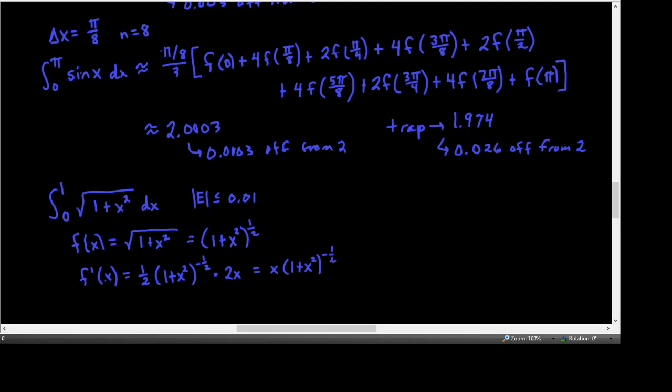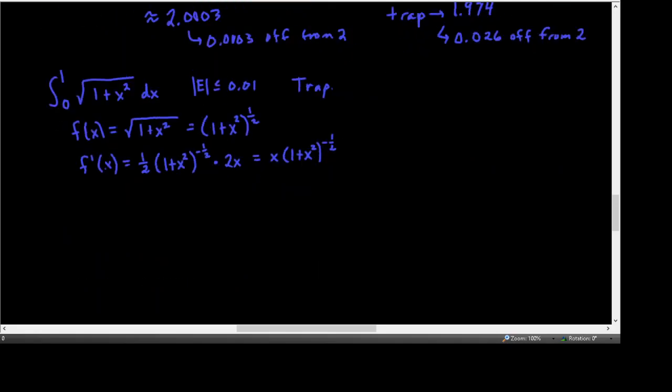Okay, we are using the trapezoidal rule. I forgot to write that down. And so if it's trapezoidal, that means that we need the second derivative. If you look at that formula again, that theorem, to get that formula, that means we need the second derivative. If it were Simpson's, we'd be finding the fourth derivative instead.